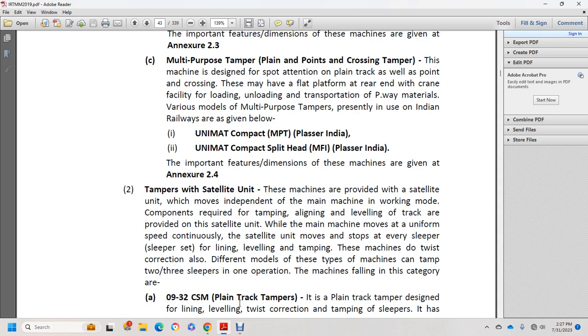2. Tampers with the satellite unit. These machines are provided with a satellite unit which moves independently of the main machine's working mode. Components required for the tamping, lining, and leveling tracker are provided with the satellite unit, while the main machine moves at a uniform speed continuously.